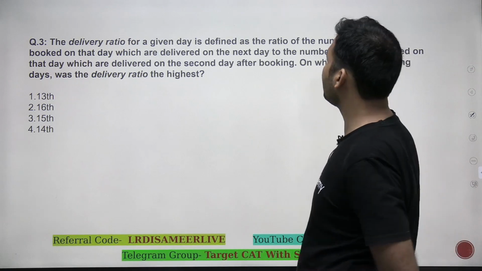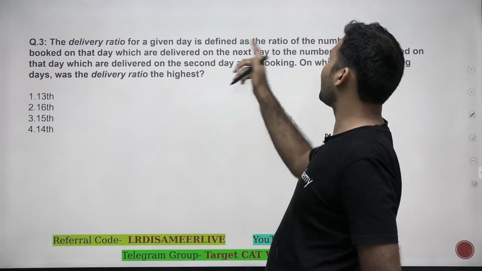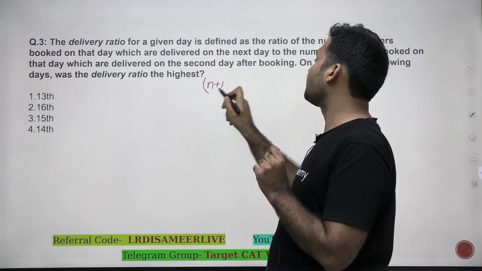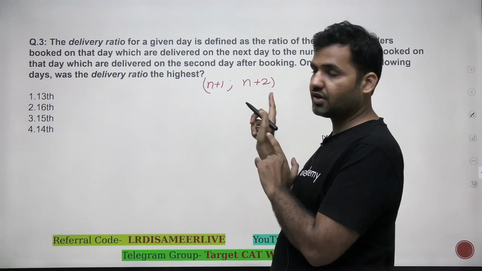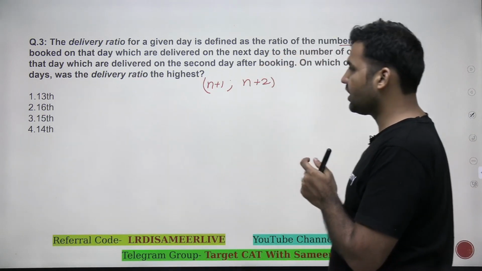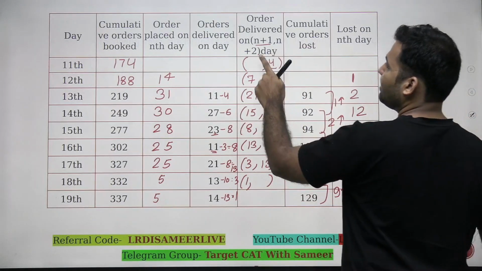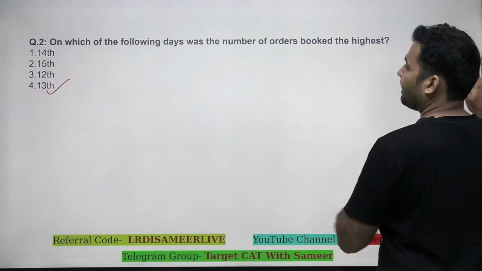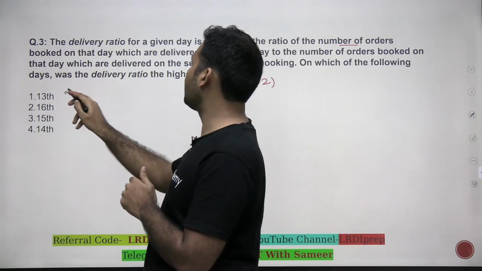So the delivery ratio for a given day is defined as the ratio of the number of orders booked on that day which are delivered on the next day. So basically the number of orders which are delivered on n plus 1 day and the number of orders which are delivered on n plus 2 day. That's my delivery ratio. And I'm supposed to tell on which of these days the delivery ratio is highest. Now I can see that on 13th, n plus 1 upon n plus 2 is 21 by 8, right? On 13th, this value is 21 by 8.